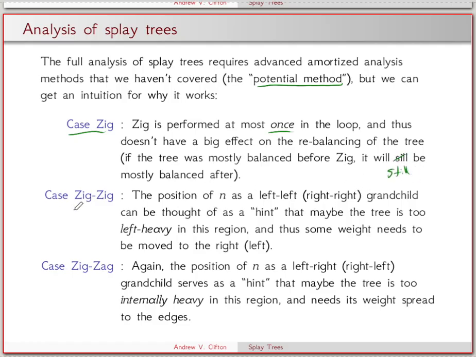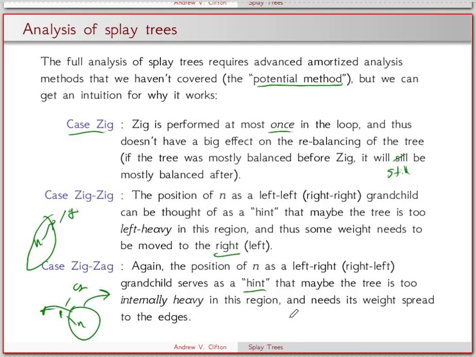If the tree was balanced before we did a zig, it'll still be balanced after we do a zig. If we do a zig-zig, the idea behind it is that if we found N down here on the left, that serves as a little hint that maybe there's too much stuff on the left-hand side of our tree, and so we should move some of it over onto the right-hand side. Or vice versa. If we have a zigzag, where we have grandparent, parent, and N, again this shape of the tree serves as a little hint that maybe there's too much stuff on the interior of the tree and we should try to move it out to the edges, which is exactly what that kind of double rotation tends to do.